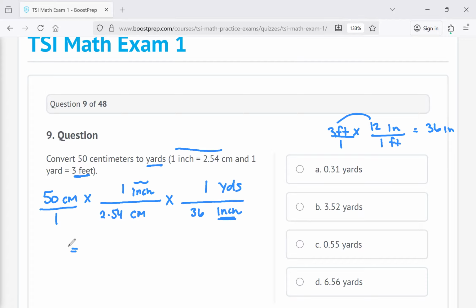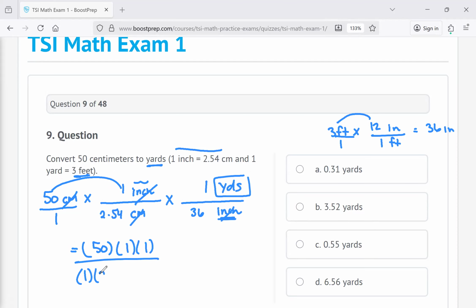And then as you can see, the centimeters disappear, the inches disappear, and your final unit is yards. So that's how you know you did it right. And if you recall, multiplying fractions, all you got to do is multiply across. So it's 50 times 1 times 1. And then on the bottom, it's 1 times 2.54 times 36. Put it all together, 50 times 1 is 50.